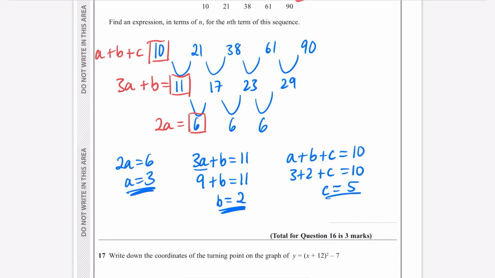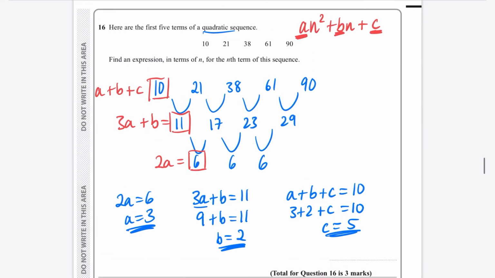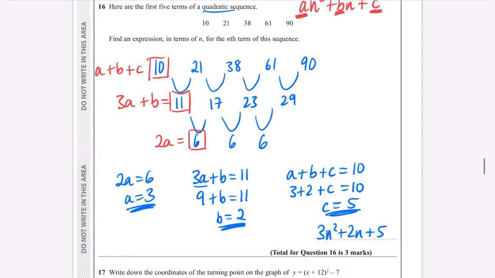That looks like c is going to be equal to 5 for that to work. So it's going to be our an squared plus bn plus c. That's going to be 3n squared plus 2n plus 5 is the answer to this question.